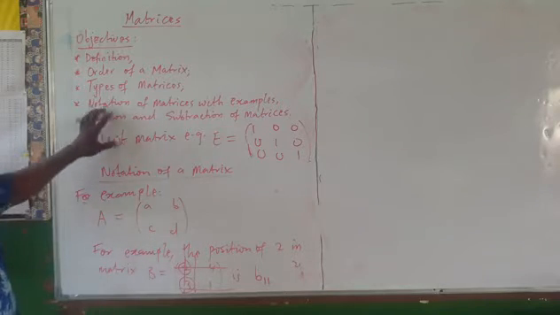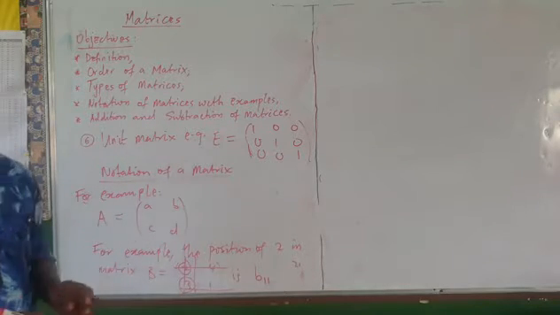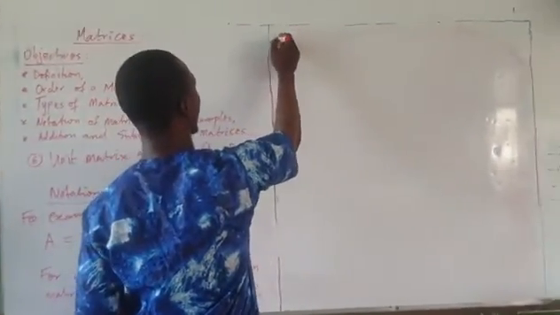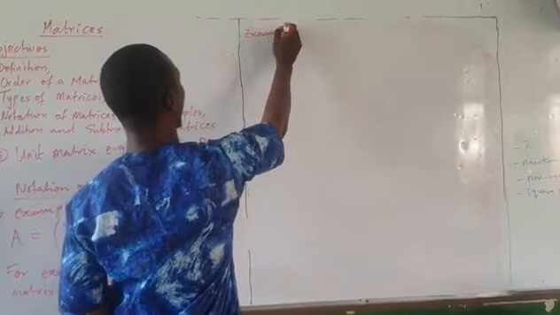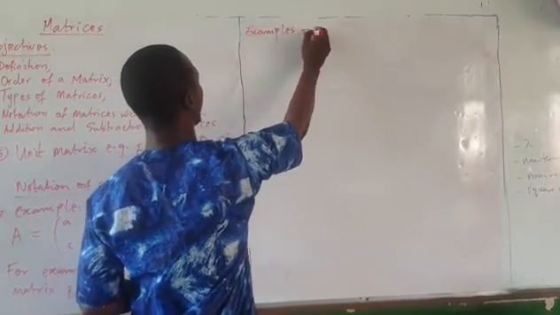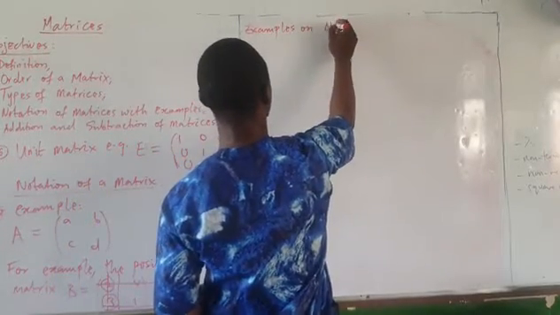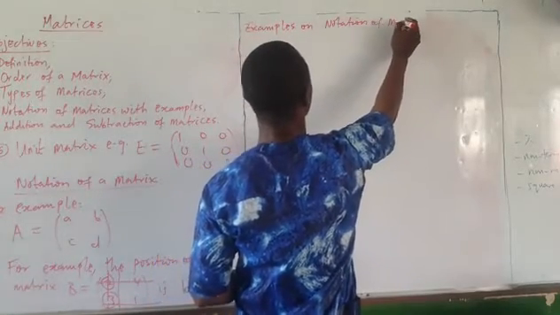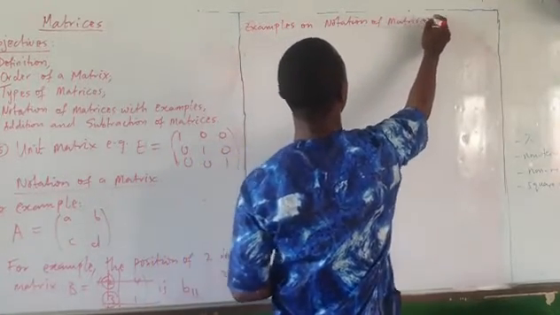So that is that. Under this, I'm going to look at this example, and the question says, examples on notation of matrices.